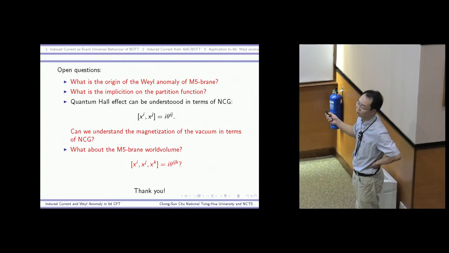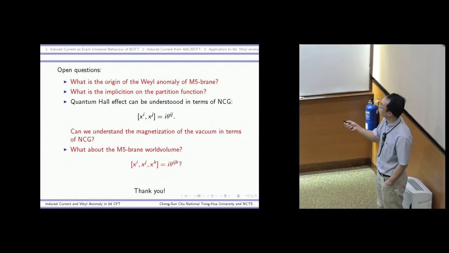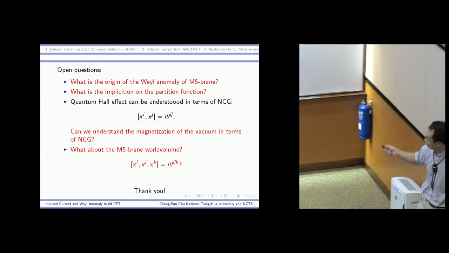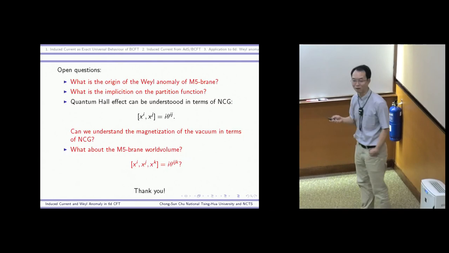Quantum Hall effect can be understood in terms of non-commutative geometry. Our induced current is very similar to the quantum Hall effect. So can we understand our magnetization current in terms of non-commutative geometry? That would be interesting. If we can do that, then we can probably also understand what happens to the M5 brane volume in the constant C field background. David has worked on this from the beginning, so that would be very interesting if we can do this. So let me stop here. Thank you.